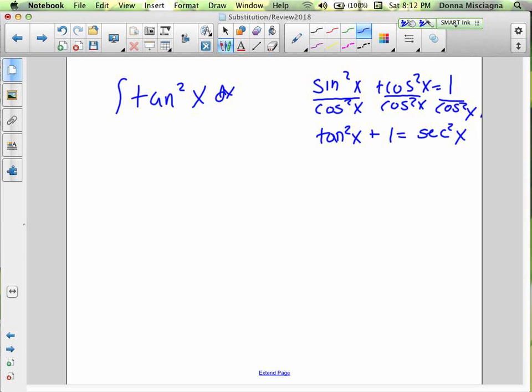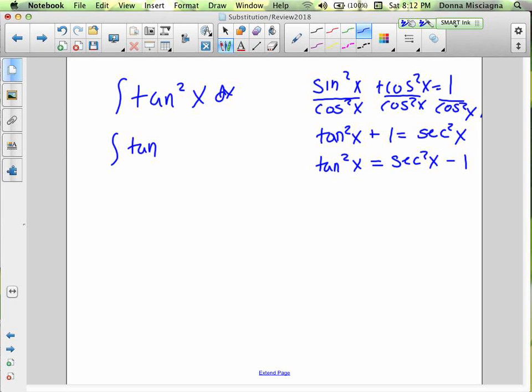And there we go. All right, so now we have a way to rewrite this, because if we made u tangent x, what are we going to do? Right? We don't have the derivative. We don't have the du for tangent x, right? Because the derivative of tangent x is secant squared x, and there was no secant squared x. All right, so now we're going to rewrite the tangent squared x as secant squared x minus 1.